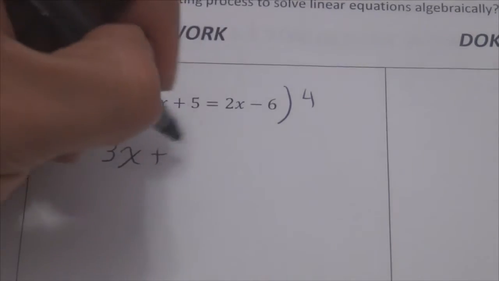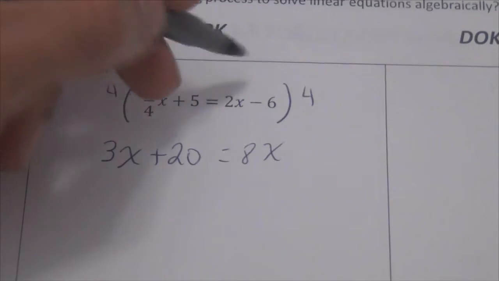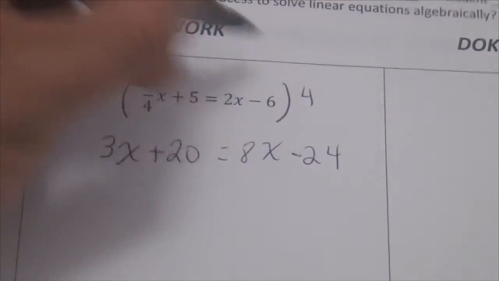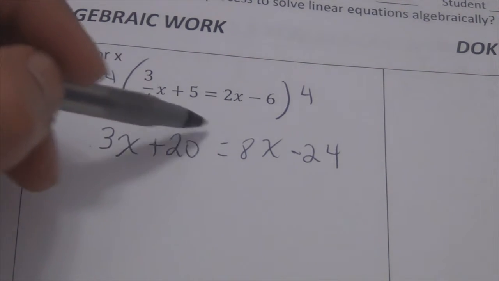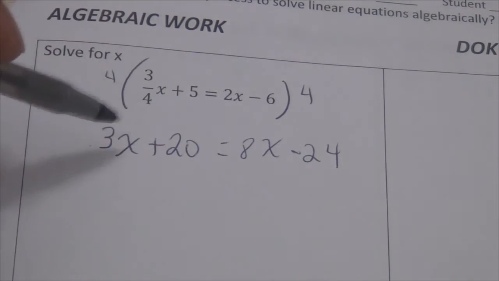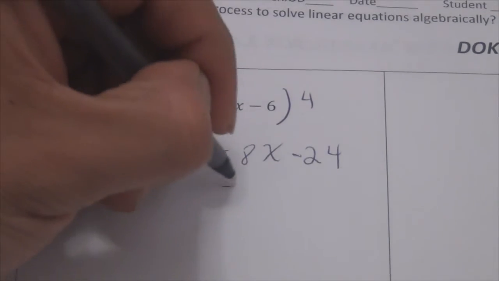Plus 4 times 5 is 20. 4 times 2x is 8x. And 4 times negative 6 is negative 24. Then, do I have like terms? No. Do I have variables on both sides? Yes. So get rid of the lesser one. You see how easy this is becoming?